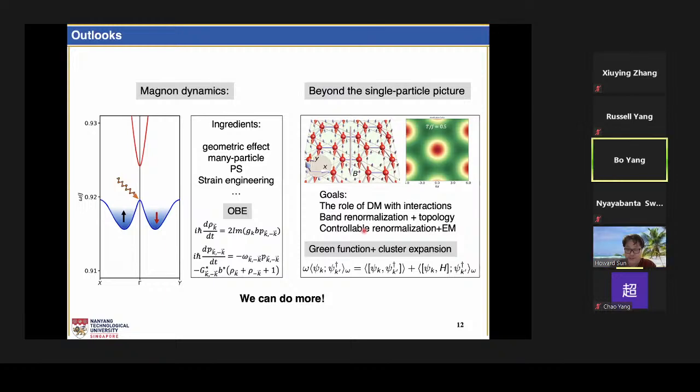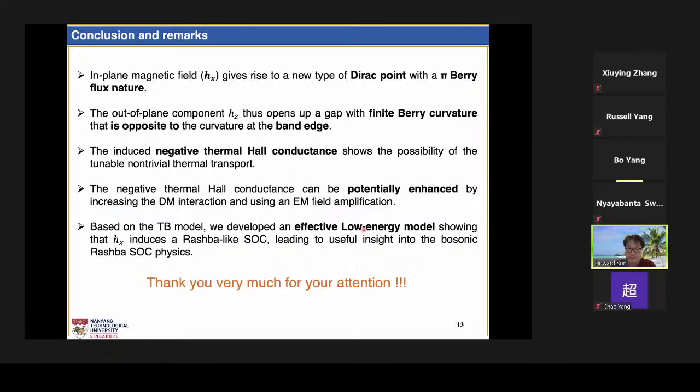Okay, one more slide. Yeah, this is just some finishing outlook, right? So I can stop here. This is some concluding remarks.